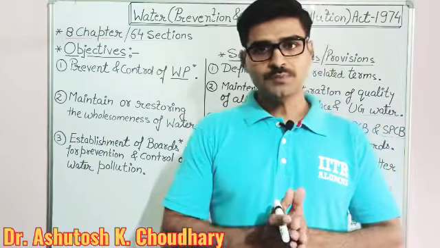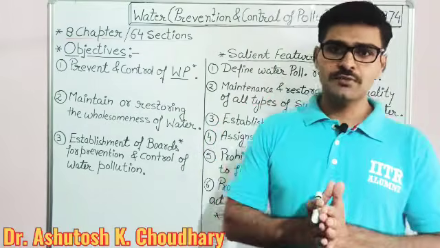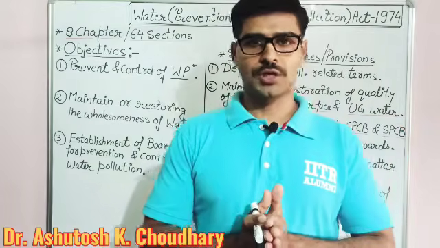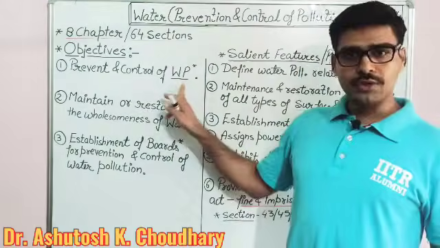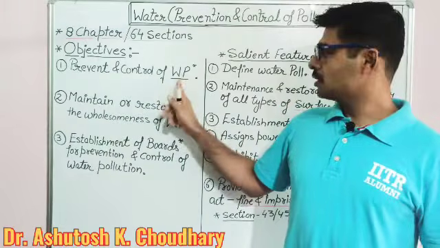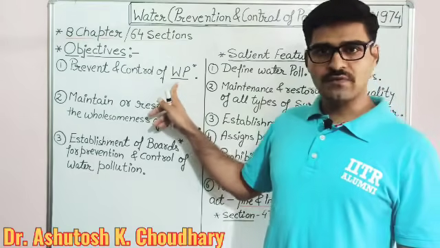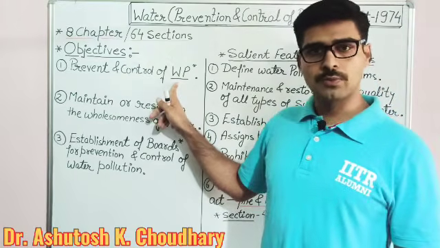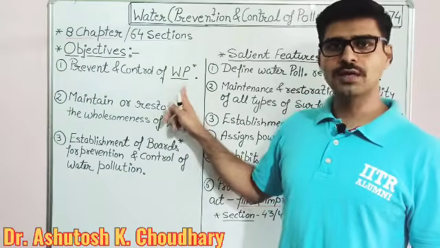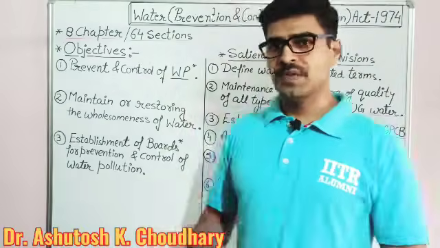First is the prevention and control of water pollution. So the first objective of this act is to prevent and control water pollution. Now this water pollution may be related to a surface water body or an underground water body. It means that it covers all types of water pollution related to all types of water bodies.